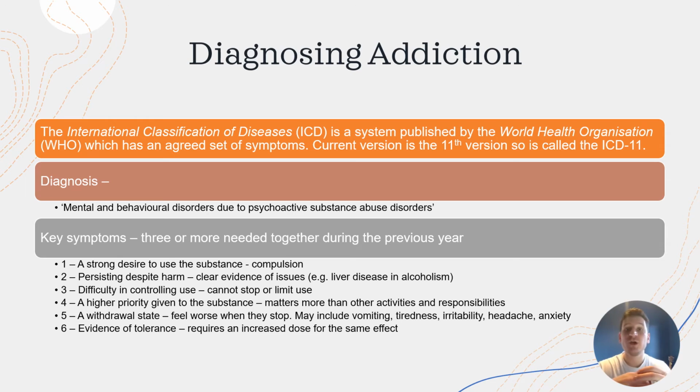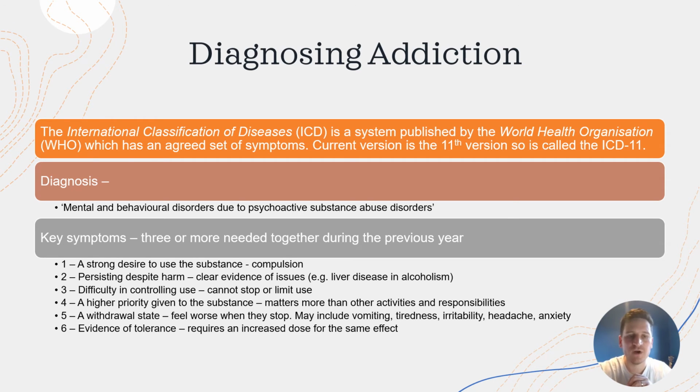And much like in depression, there are clinical characteristics, and you could be diagnosed by a GP or a psychologist. So again, I've mentioned previously the ICD, the International Classification of Diseases from the World Health Organization. So they have definitions of what an addiction is. So what they say is it's a mental and behavioral disorder due to psychoactive substance abuse disorders. So that's what it's categorized under. What are the symptoms? What does this look like? So 6 key symptoms here, and you'd need 3 or more of these symptoms over a year to be diagnosed with an addiction.